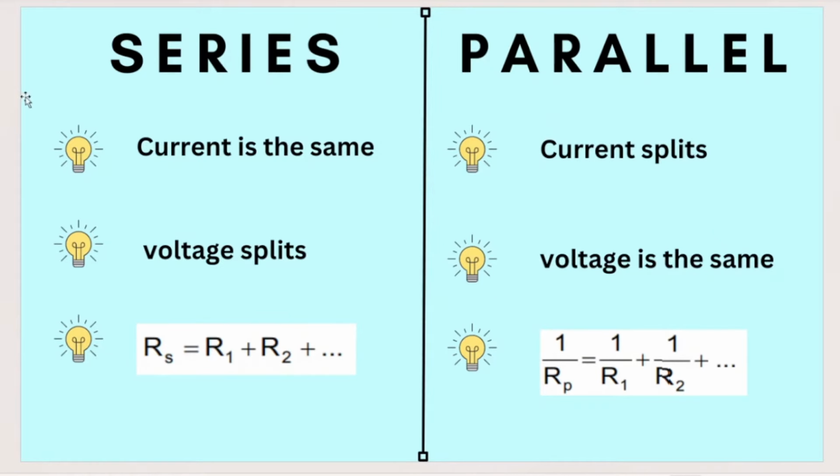Okay. Series versus parallel. This is just some theory that you need to know. In series circuits, the current is the same everywhere. In parallel, the current splits. That's what we were speaking about. In series, the voltage splits. In parallel, the voltage is the same. And there's your formulas for calculating resistance.